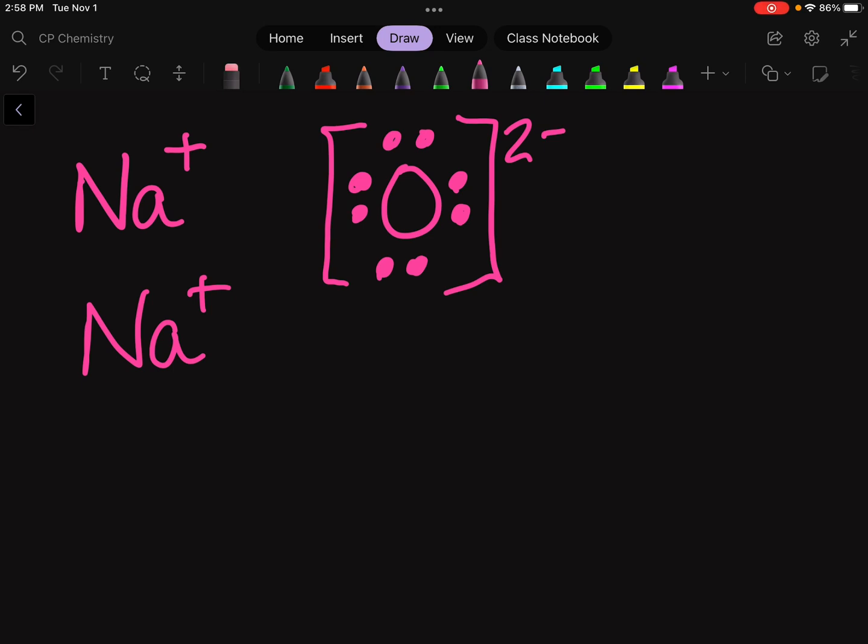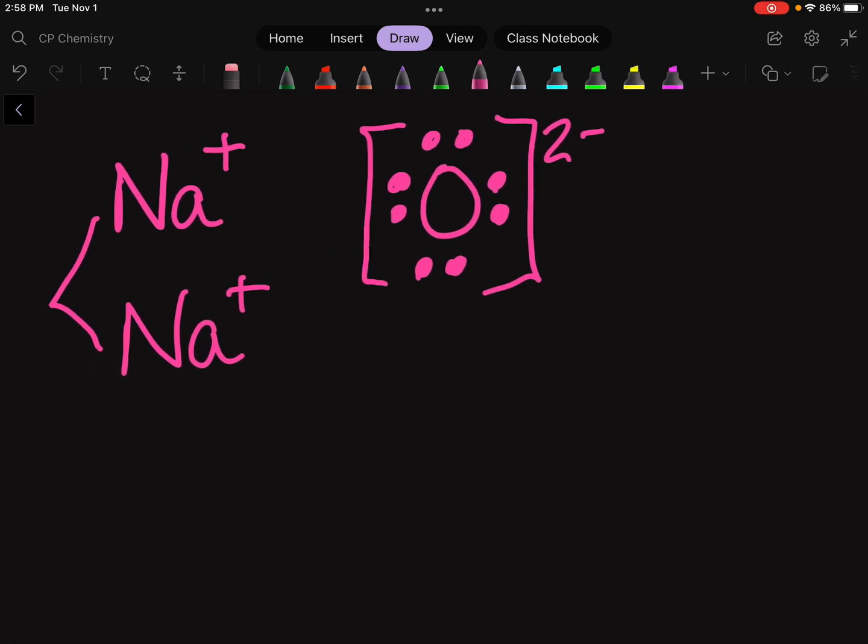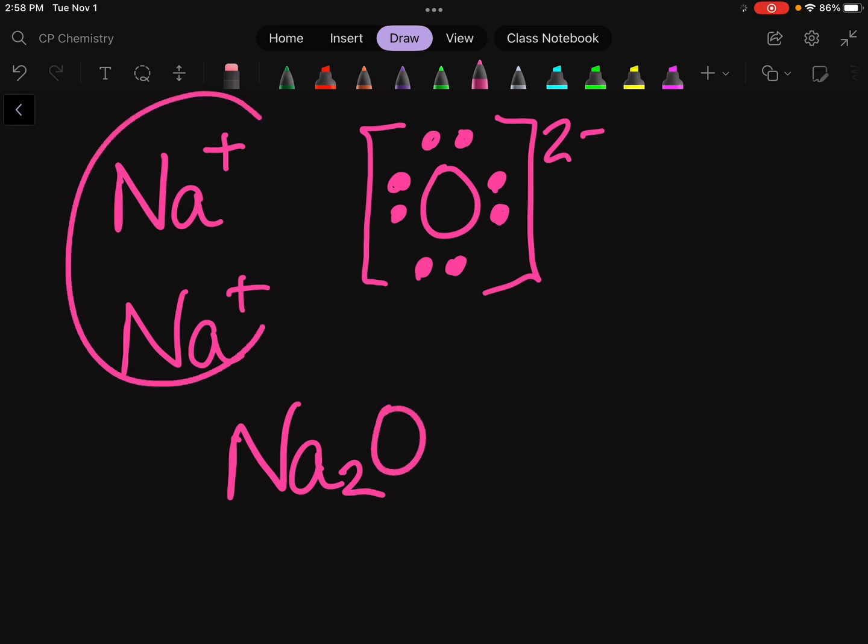The overall charge, so these 2 sodiums with +1 charge total a +2, and then this oxygen is -2. So the overall charge of this entire compound is a net charge of 0. So -2 + 2, and they cancel each other out. Now the formula for this compound is going to be Na2O. It took 2 sodiums and 1 oxygen to create this compound.